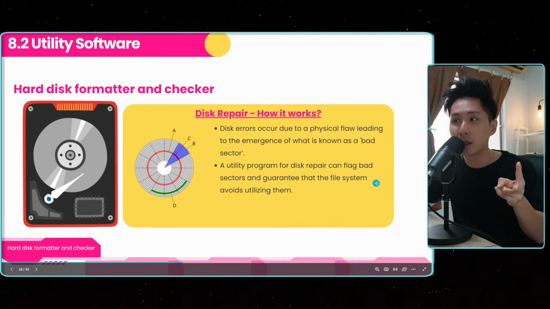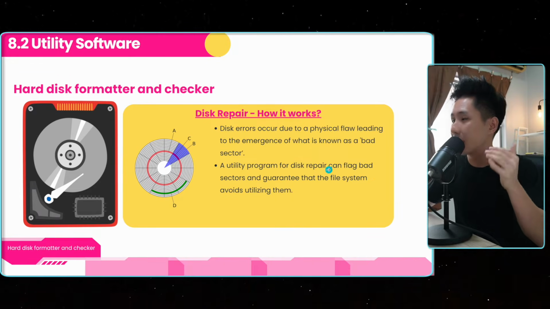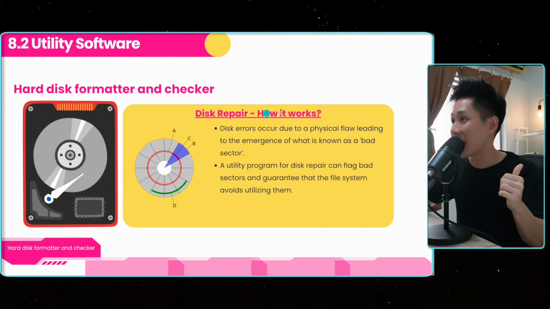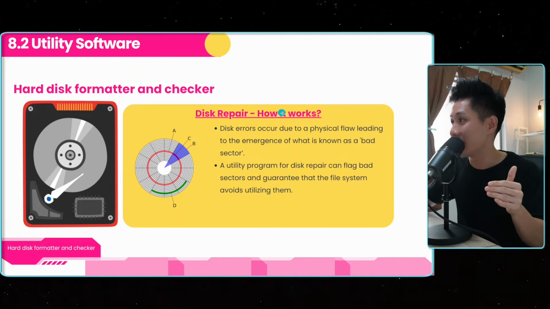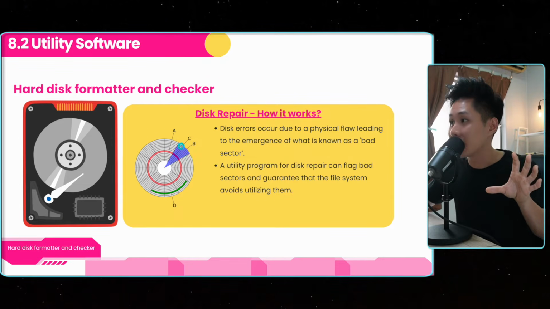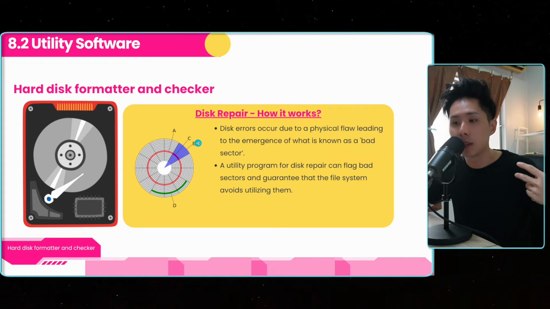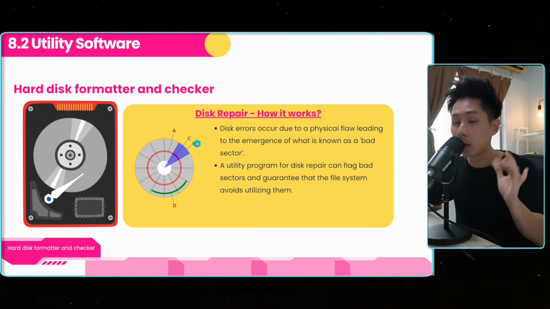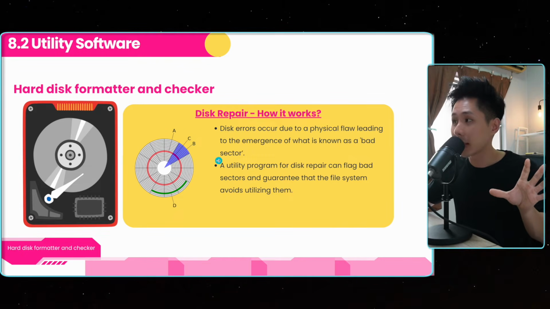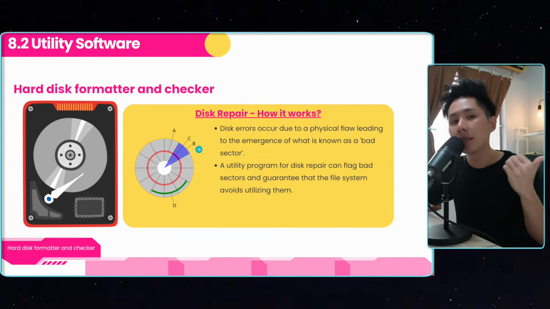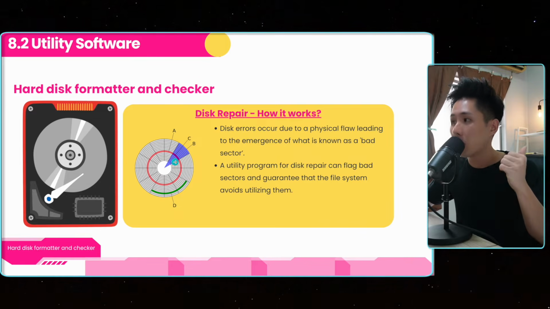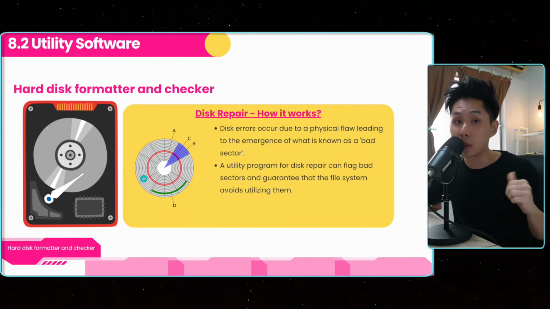Before the second software, the hard disk formatter and checker will also help to repair your disk. Usually a disk is considered flawed when a particular sector cannot be used to store data anymore. And what this software does is that it will either repair the sector or prevent this sector from being used to store data.